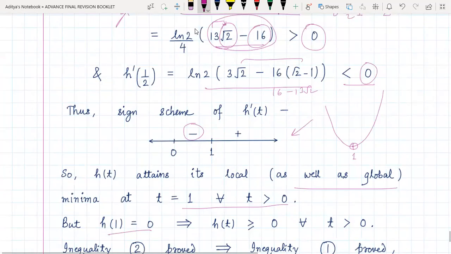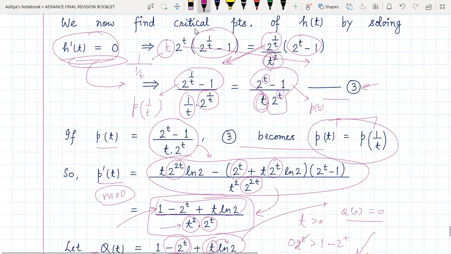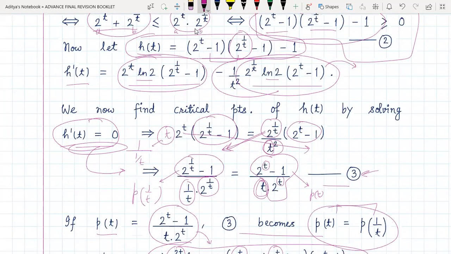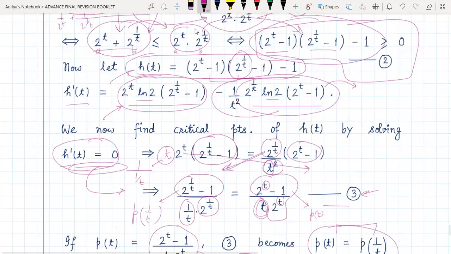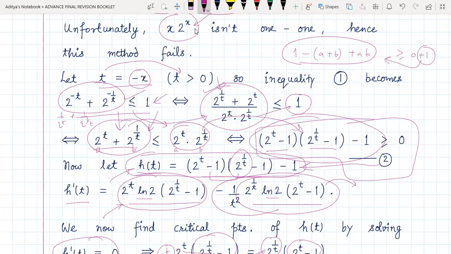Why is it 0? The reason is that this was h of t, right? This was what we had defined, h of t, just after this second inequality. So if you just put in t equals 1, what are we getting? 2 power 1 minus 1 into 2 power 1 upon 1 minus 1 minus 1. You can easily see and observe that it comes out to be 0. So 1 into 1 minus 1, it is 0.